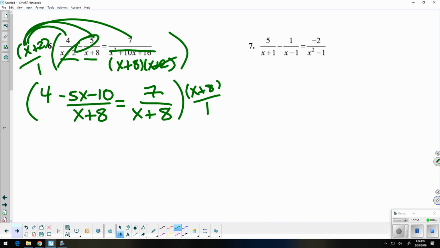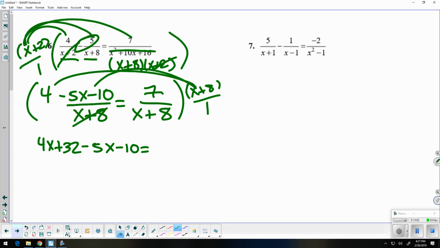So going all the way across, starting with the 4, that would be 4x plus 32. The next one cancels, and I'd have minus 5x minus 10, just my numerator left. And then carried over to the last one, it cancels, I just have 7 over here. Okay, once again, you guys know what to do. Start cleaning this up a little bit.